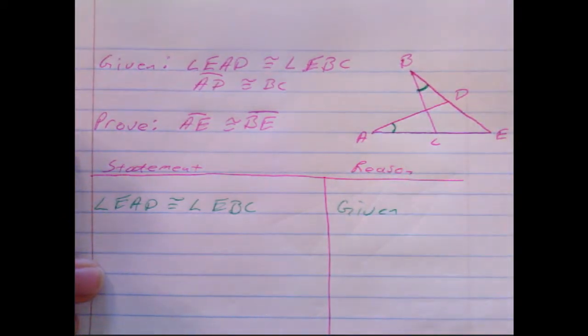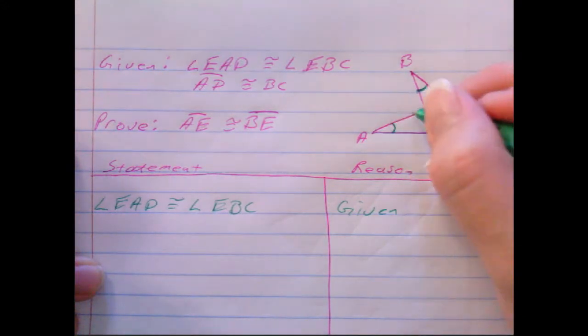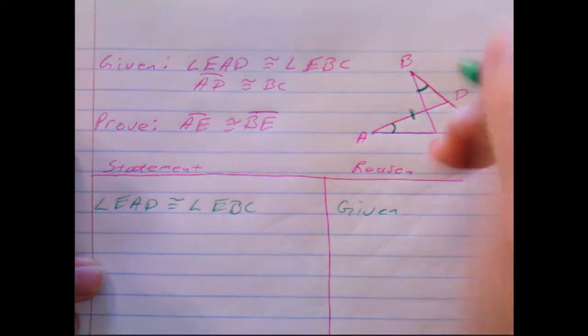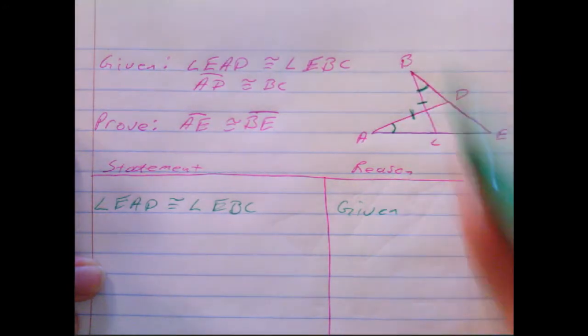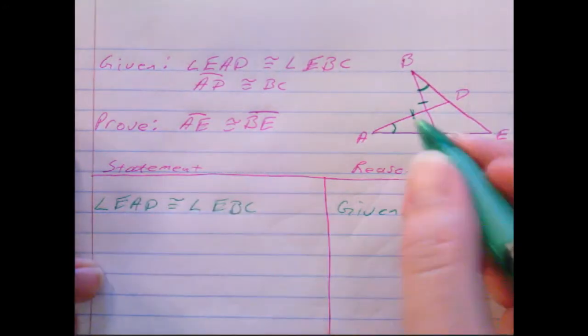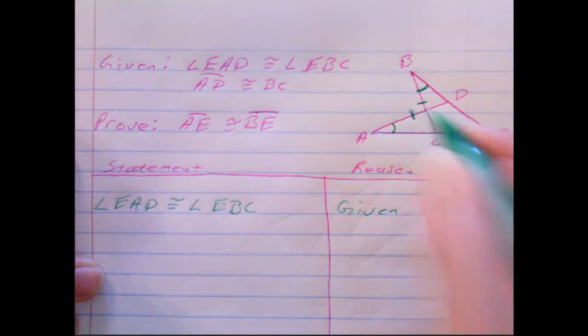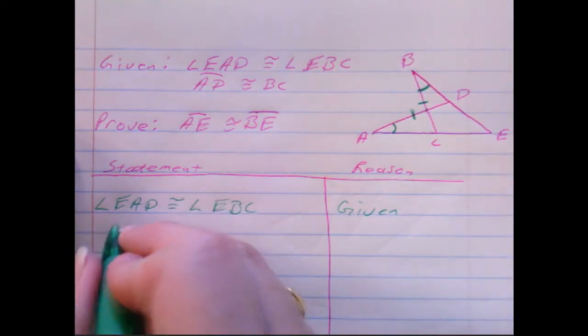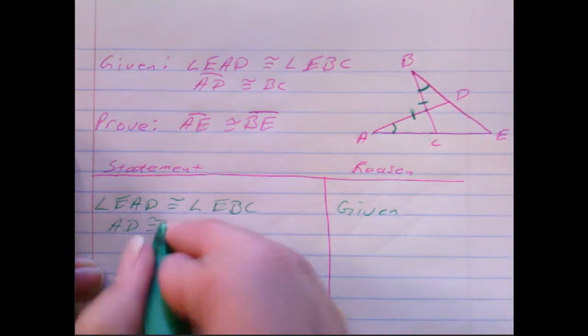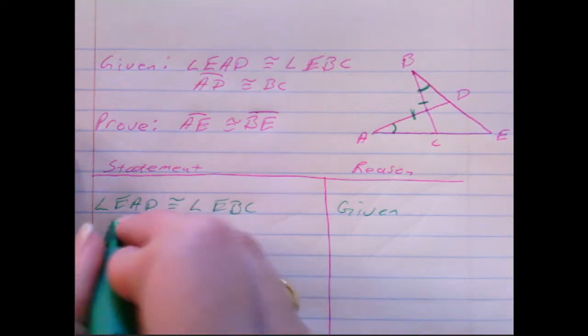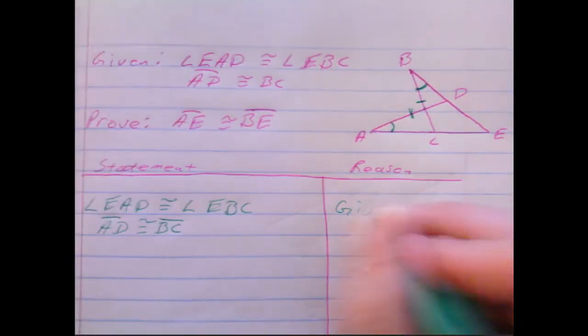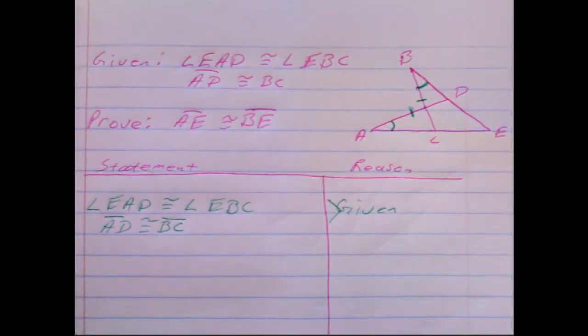Okay, what else is given to us? We also know that AD, so this segment, is congruent to BC. And we're looking at the whole segment, not just this little piece. That's why there's no letter here. AD is congruent to BC. Okay, so those are given to us. So we're trying to prove some congruence here.